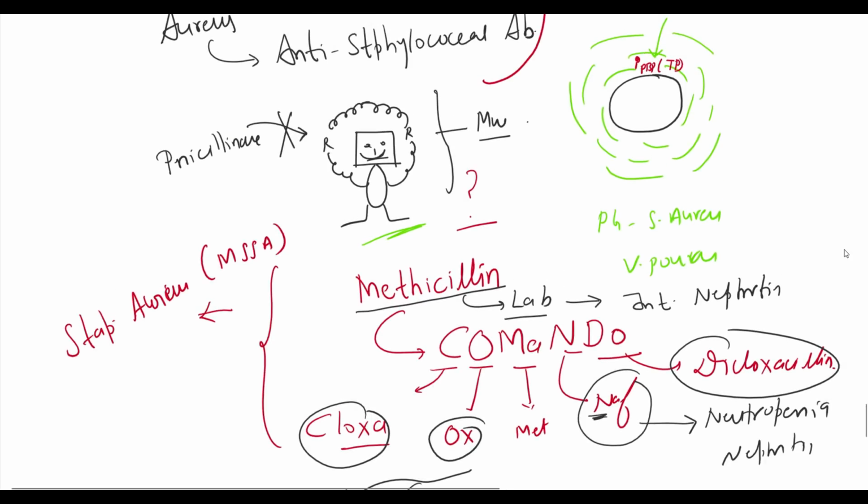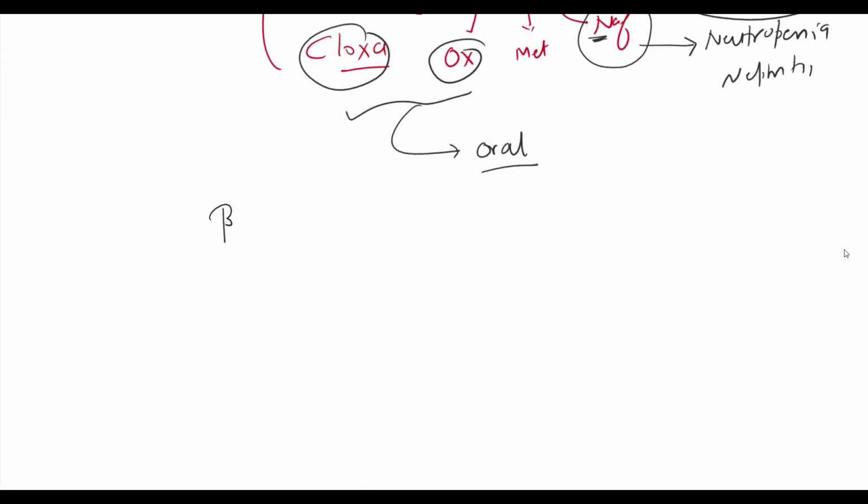Kindly pay attention: since the beta-lactam ring is protected by this side chain, we do not require a beta-lactamase inhibitor along with the COMMANDO group of antibiotics. So beta-lactamase does not act against these antibiotics. Staphylococcus aureus developed resistance against methicillin by altering its penicillin binding site.